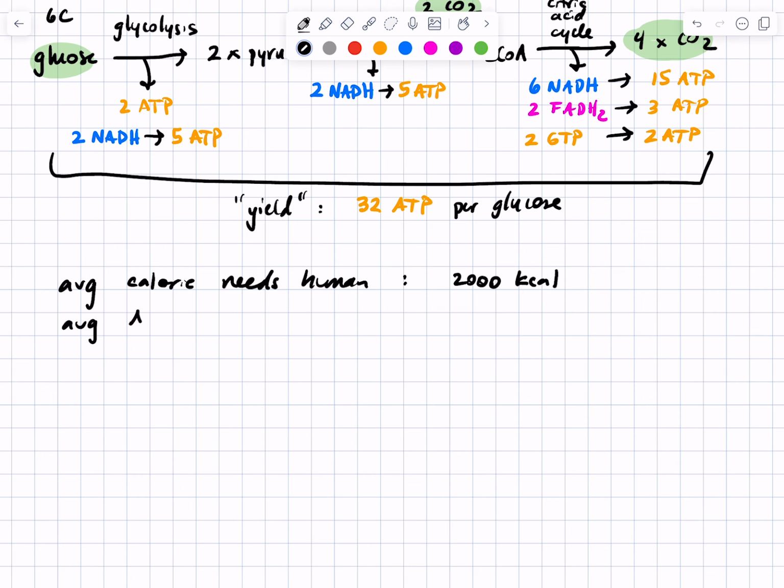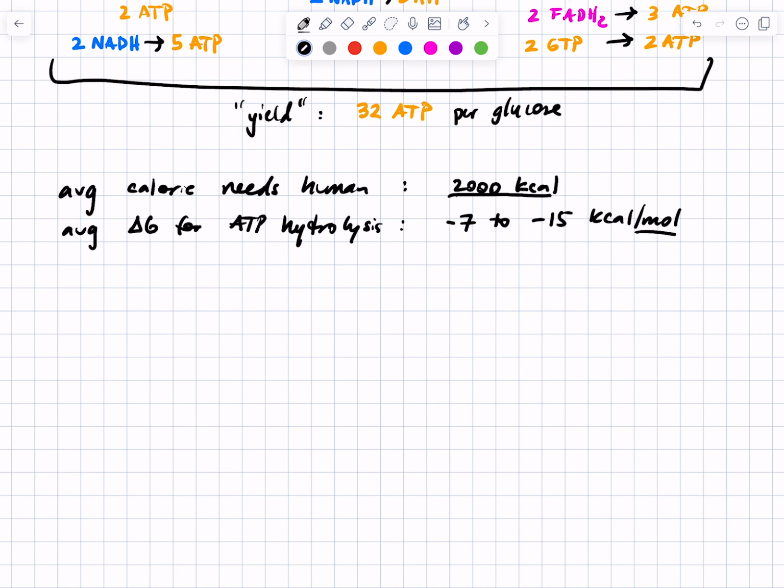The average free energy change for ATP hydrolysis, which drives the things you do when you're spending those 2,000 calories, is about -7, anywhere from -7 to -15 kilocalories per mole. So we can actually get a range for how many moles of ATP you need.